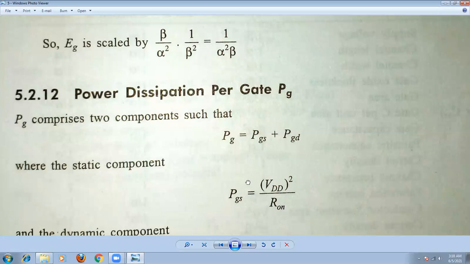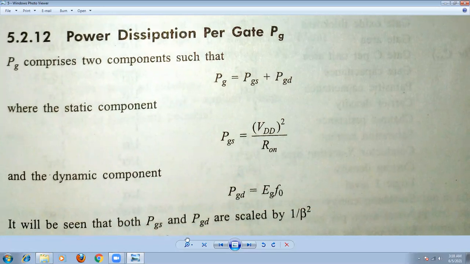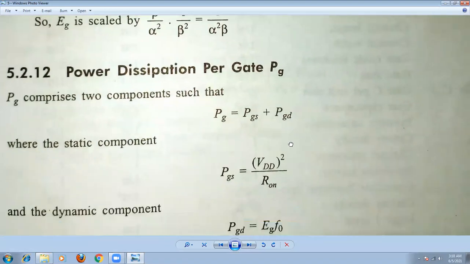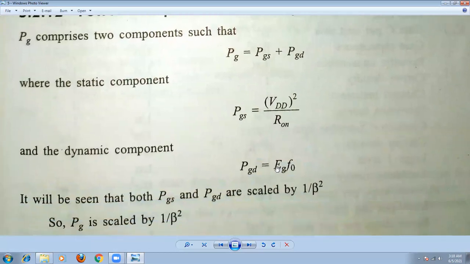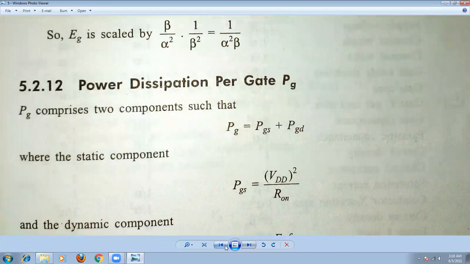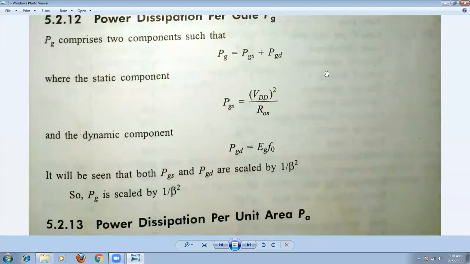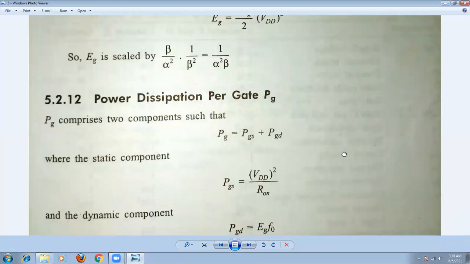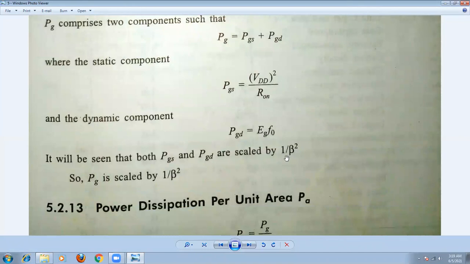Similarly, dynamic power dissipation depends upon the frequency. So dynamic power dissipation is equal to EG, the switching energy per gate, multiplied by the frequency f naught. EG, as already scaled, is 1 by alpha square into beta. Similarly, f naught is alpha square by beta. Alpha square cancels, giving 1 by beta square. So the total dynamic power is scaled by 1 by beta square.